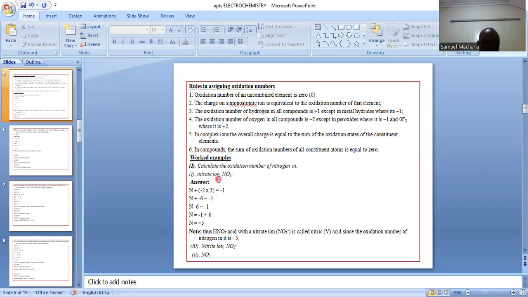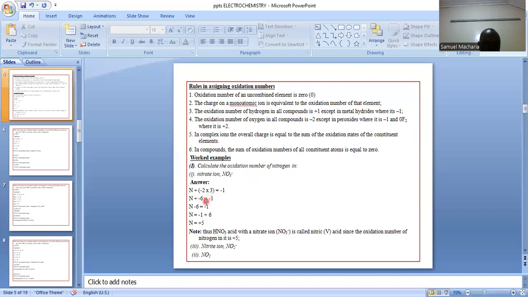So now, nitrogen, we don't know. That is why we write N plus, in brackets, oxygen. The oxidation number of oxygen is -2. You multiply by 3 because there are 3 oxygens, close the bracket, equals -1, which is equivalent to the charge. Then when we use BODMAS, work out inside the bracket first.